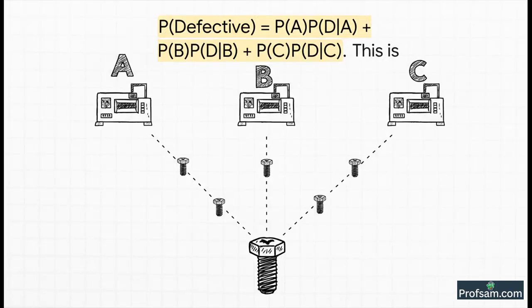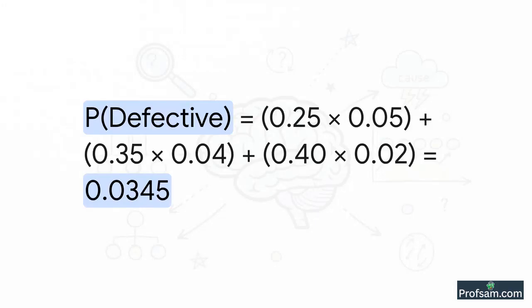Now we just apply what we've learned. We need to find the denominator for our main formula. Remember, this is the total probability of finding a defective bolt, doesn't matter which machine made it. This is our P of evidence. And we calculate it exactly as we learned.